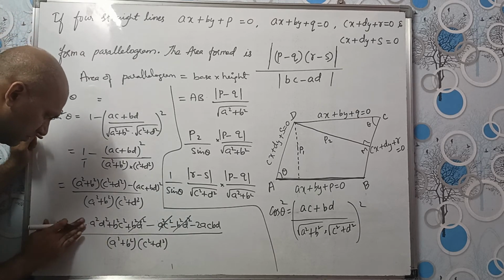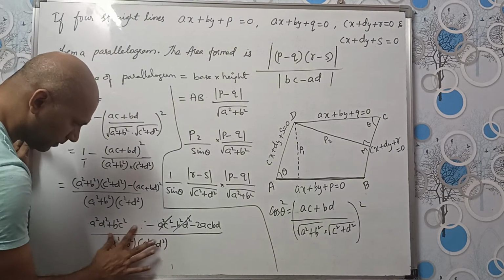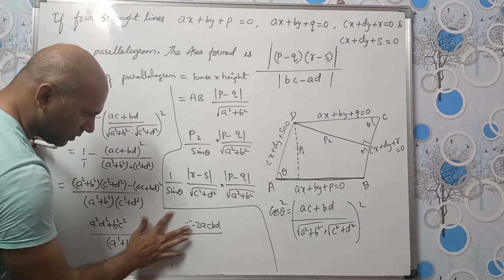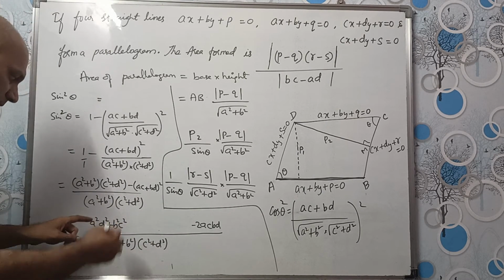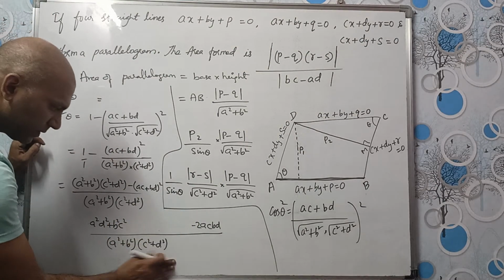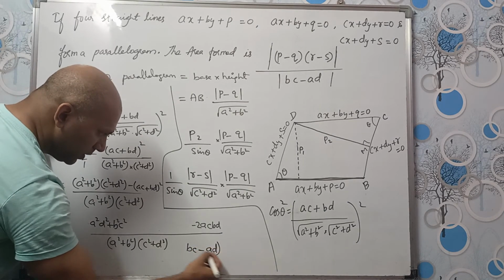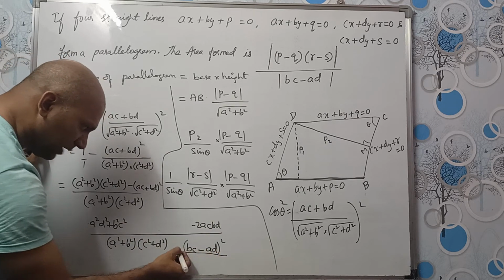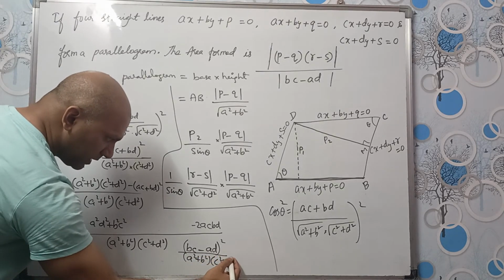So let me rub this part, because I don't have place here to write one more line. Okay, now what do we have? Can we write this as AD plus BC whole square or BC plus AD whole square? Yes, minus BC minus AD whole square, the numerator. If you expand this, you will get this part only, divided by A square plus B square multiplied by C square plus D square.